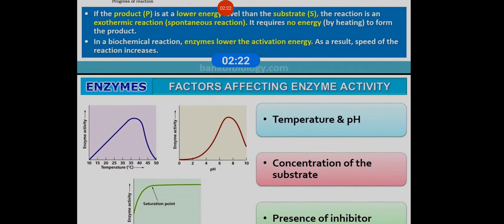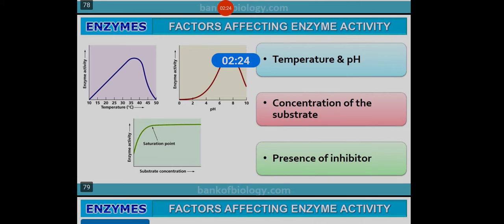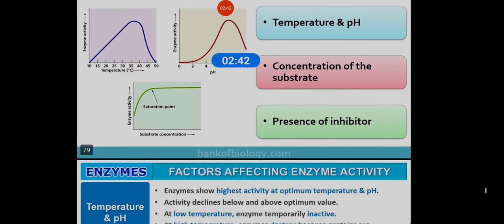So these are the factors which affect the enzyme action: temperature, pH, concentration of the substrate and presence of inhibitor. You know what inhibitors are? Inhibitors are those which slow down the rate of reaction of the enzyme. They inhibit the activity of the enzyme.